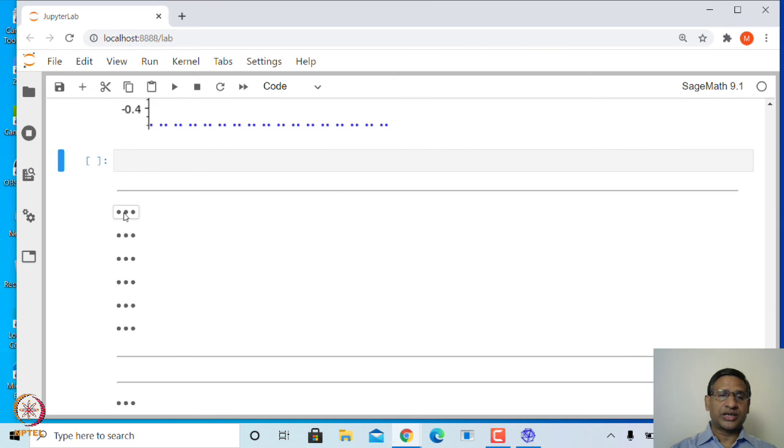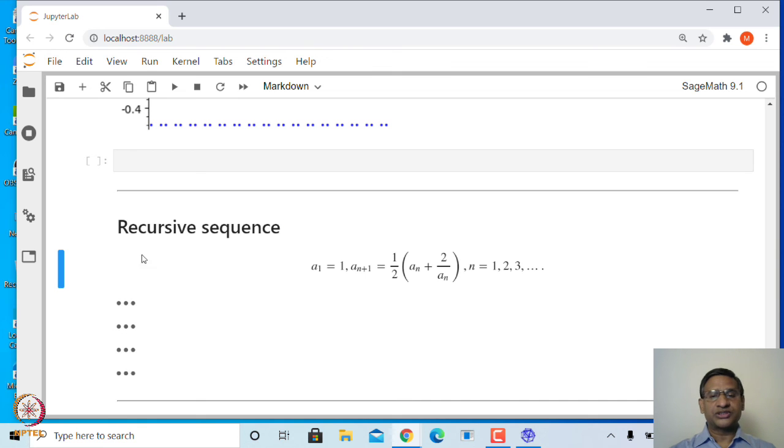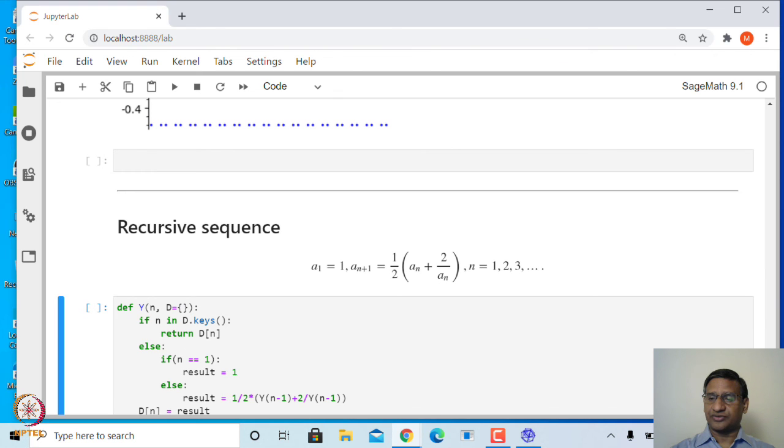Now, let us look at, sometimes you have a sequence which is defined recursively. So, for example, you start with a 1 is equal to 1 and define a n plus 1 is equal to half times a n plus 2 by a n, n going from 0 to infinity. So, let us look at what is the behavior of this sequence. So, again let us define this sequence.